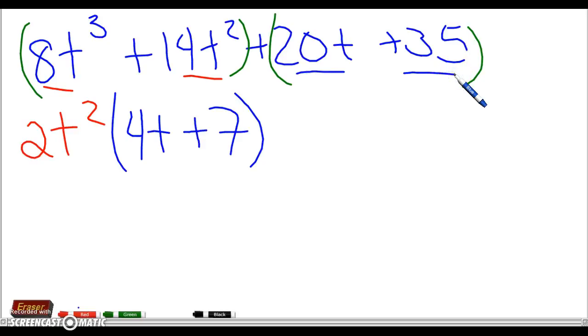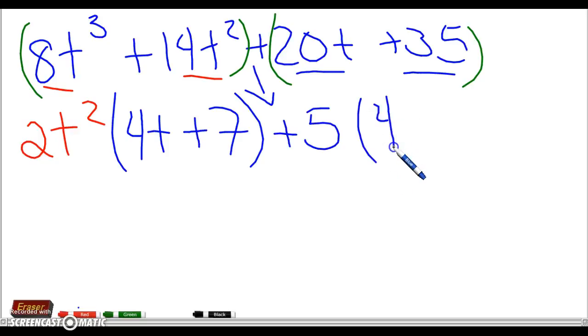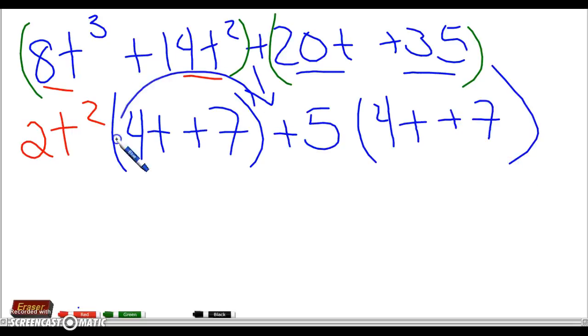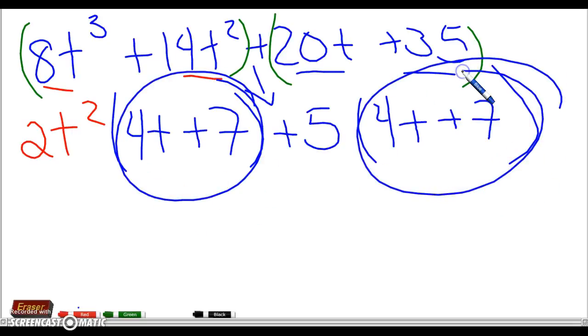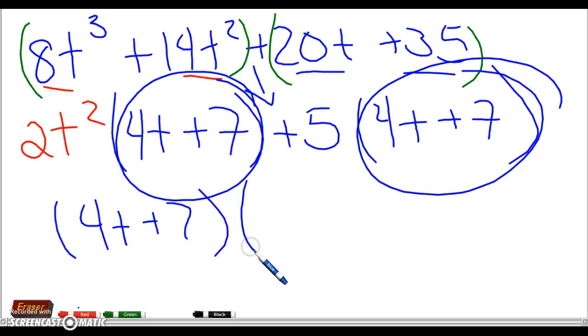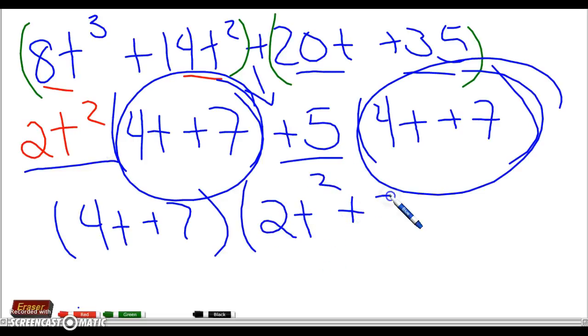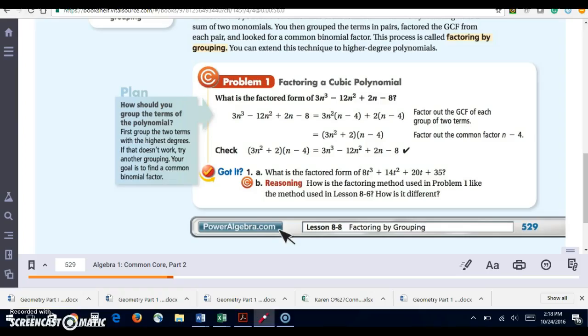Then I will come over and do this one, and I'll say, what is the greatest common factor of 20t and 35? And, just bringing down my plus sign by the way, I would get 5 as the greatest common factor. And what I have left would be 4t plus 7. So as you can see, they both have a 4t plus 7 alike. So it doesn't matter the order. Remember, multiplication is commutative. So I get 4t plus 7, and then I put what's left, which would be 2t squared plus 5.